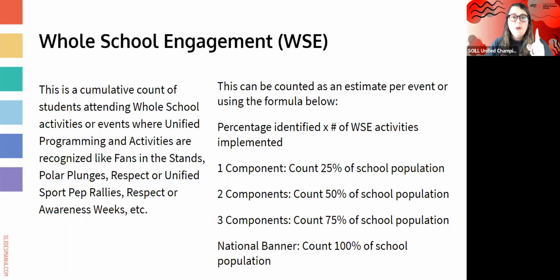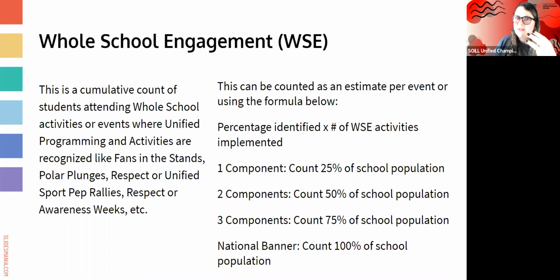So first semester, you had a welcome back virtual assembly and you recognized all the clubs, one of them being Club Unify. Great. Then you also had a kindness challenge that focused on unification and inclusion. So that's 2. And then you participated in our Spirit Week for National Inclusive Schools Week. So that's 3. So you're going to take 75% of your school population because you're a 3-component school and multiply that number by 3, and that's going to be your whole school engagement number.